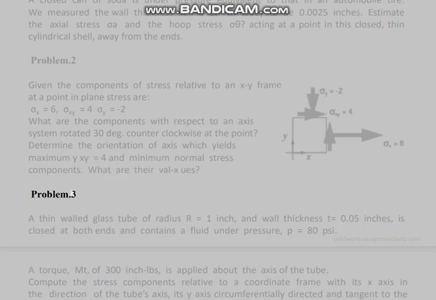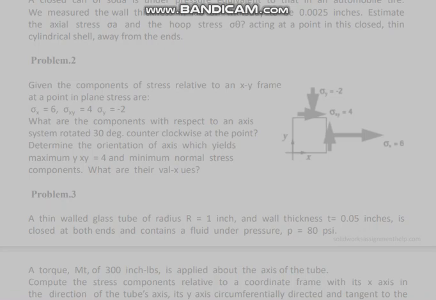Problem point 3. A thin-walled glass tube of radius r equals 1 inch, and wall thickness t equals 0.05 inches, is closed at both ends and contains a fluid under pressure, P equals 80 psi. A torque, MT, of 300 inch-pounds is applied about the axis of the tube. Compute the stress components relative to a coordinate frame with its x-axis in the direction of the tube's axis, its y-axis circumferentially directed and tangent to the surface. Determine the maximum tensile stress and the orientation of the plane upon which it acts.